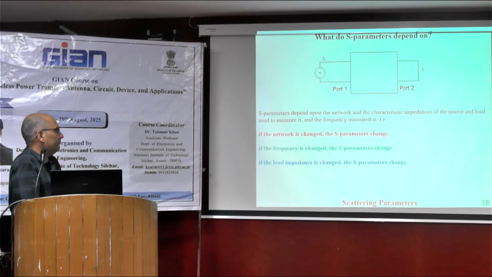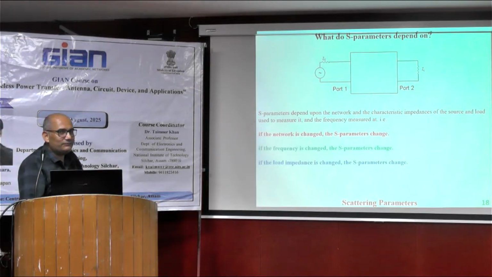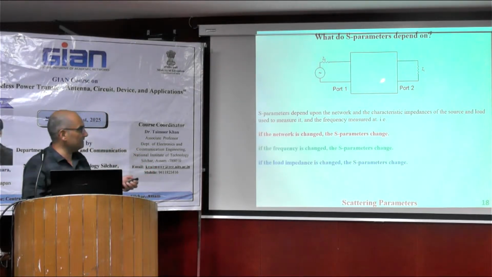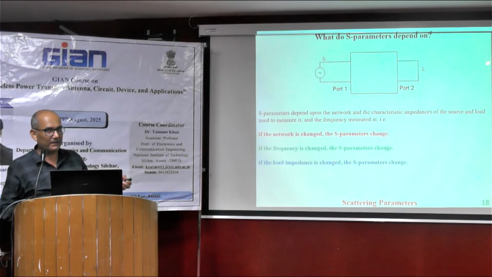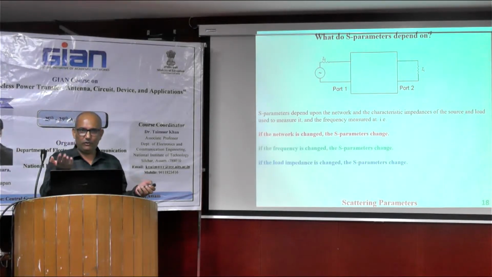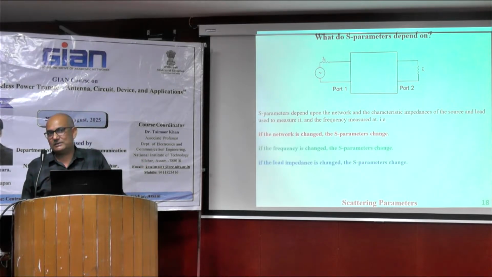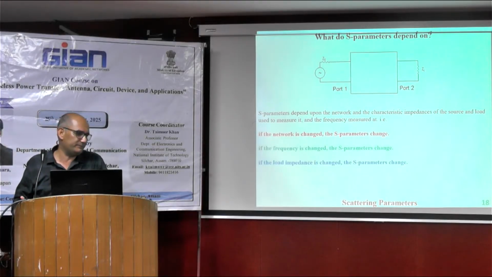Third one, if the load impedance is changed, then the S parameters automatically change, because a change in load impedance means a change in the mismatch between the output port impedance and the load impedance. If it is perfectly matched, then the output reflection will come in a different way. If it is mismatched, then the reflected amount will be different from the earlier case, and that will change the entire process. That's why the S parameter matrix will change if the load impedance is changed.